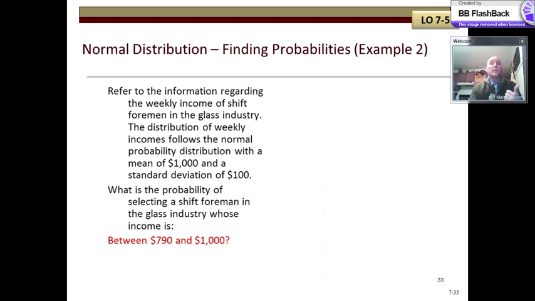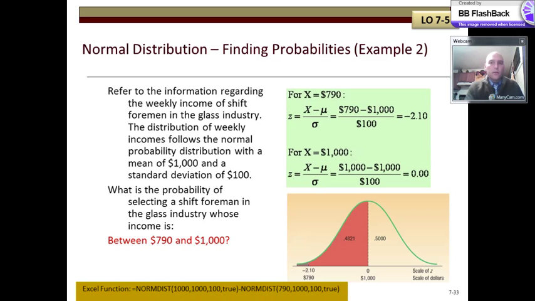That's the first example. The second example is a little bit different. It says, what's the probability of selecting a shift foreman in the glass industry whose income is between $790 and $1,000? First step, write the process, draw the picture. We didn't write the process, but we certainly drew the picture down here. Process goes from the raw score to the z-score to the area, and the area to the probability. In this case, our raw scores are 790 and 1,000.